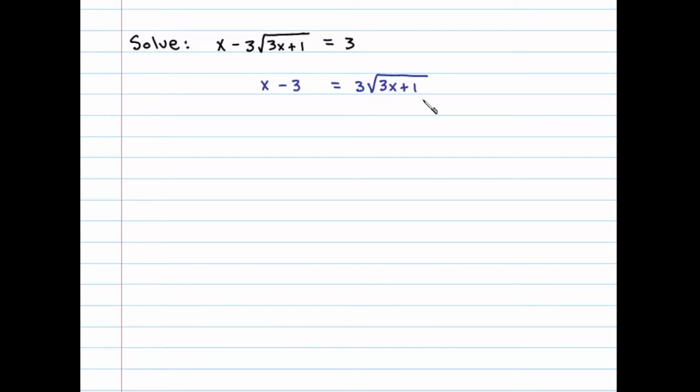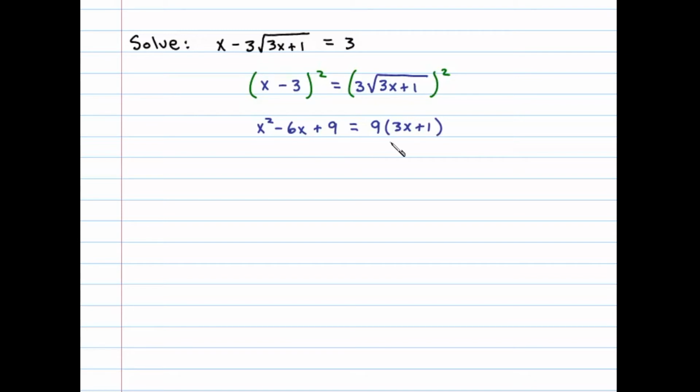Now, once we get the term with the radical isolated, we then, in this case, square both sides. Now remember, squaring both sides introduces the possibility for extraneous solutions. So we better check our answer in the end. x minus 3 squared is x squared minus 6x plus 9. Squaring this term here involving the radical, 3 squared is 9 times 3x plus 1.